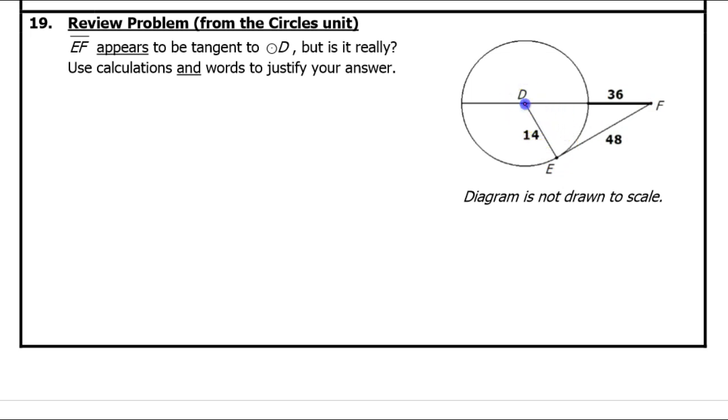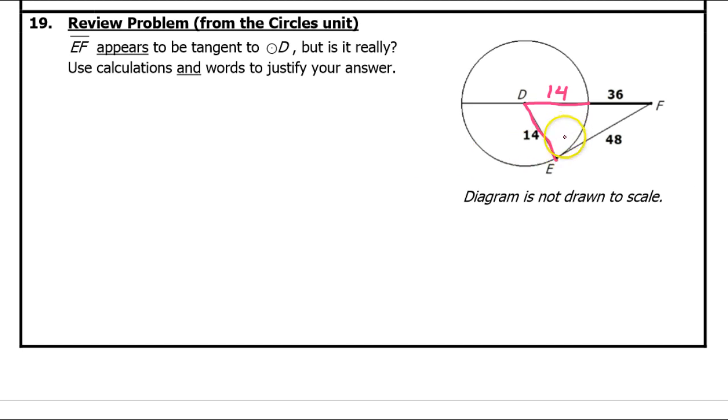Now, first of all, notice that segment DE is a radius. And then this other segment that I'm highlighting in red right now is also a radius. Radii of the same circle will, of course, all be equal. So if DE is 14, that means that this is 14 right here as well. So that's going to be useful to know.